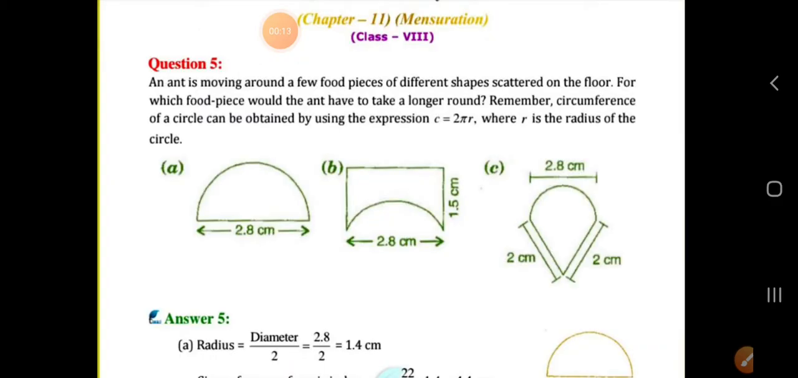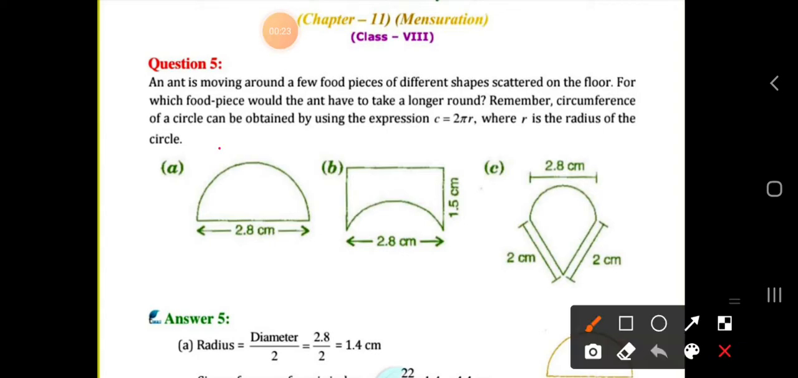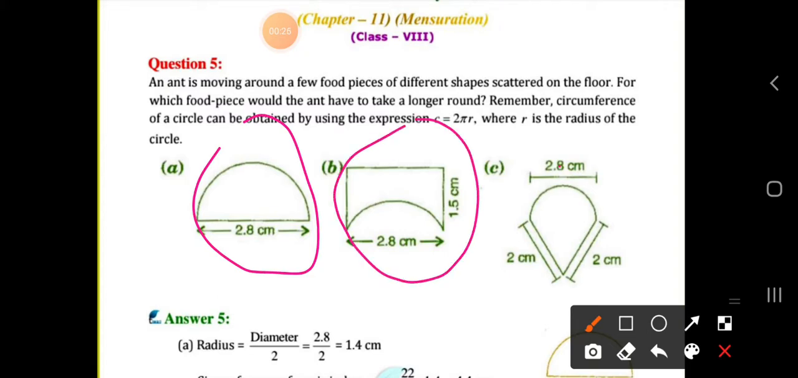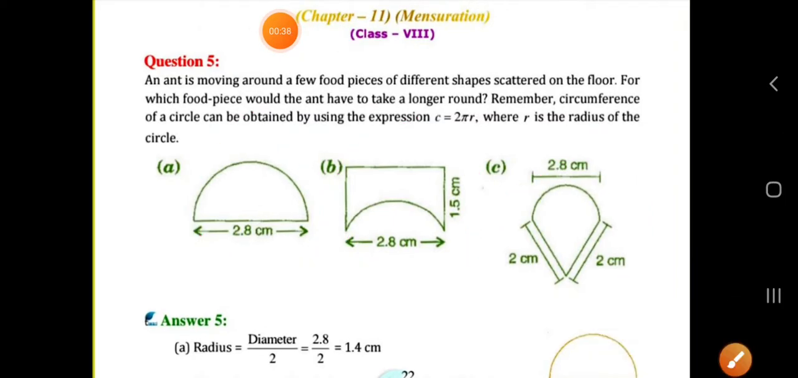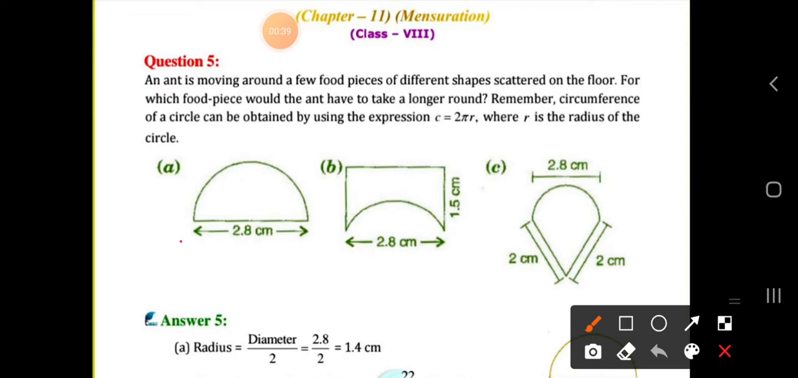Here now let's see question number 5. An ant is moving around a few food pieces of different shapes scattered on the floor. Here you can see the shapes of the different food pieces, and that ant is moving around these food pieces. For which food piece would the ant have to take a longer round?